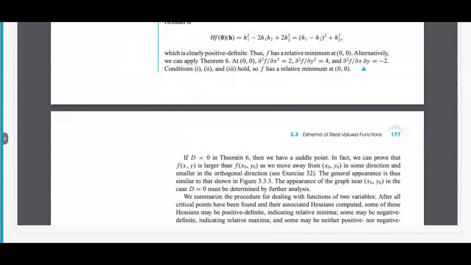All right. In example 6, remember x squared minus y squared, we can calculate D, and D will be negative because that one is a saddle point. That means the discriminant is negative.